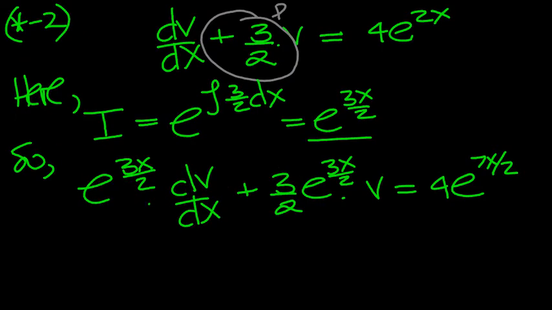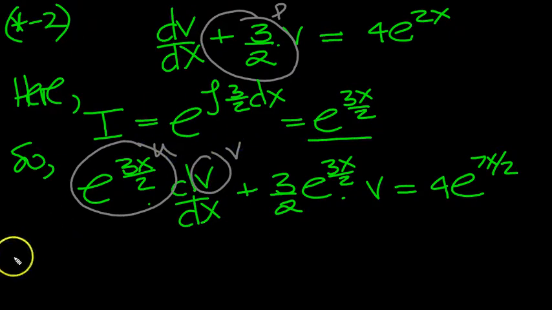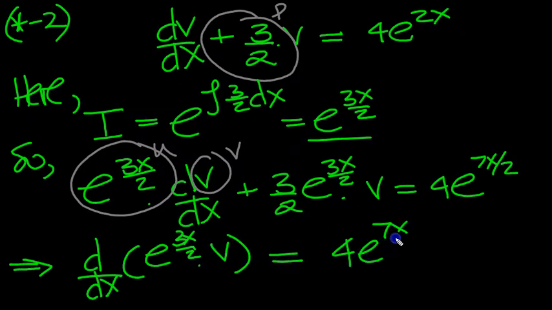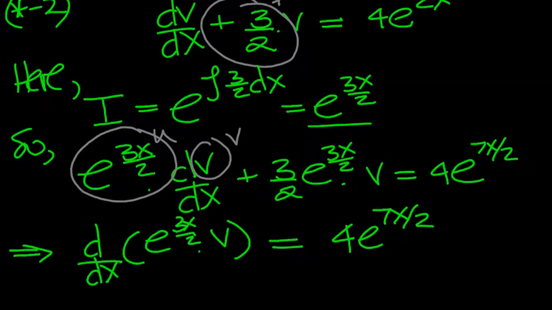Okay, so that's what we've got then. Let's circle the u and the v before we write down the next line. So here's u and here's v. They're always in these positions. So this implies d by dx of u times v, e to the 3x over 2 times v, is equal to this thing over here, 4e to the 7x over 2.